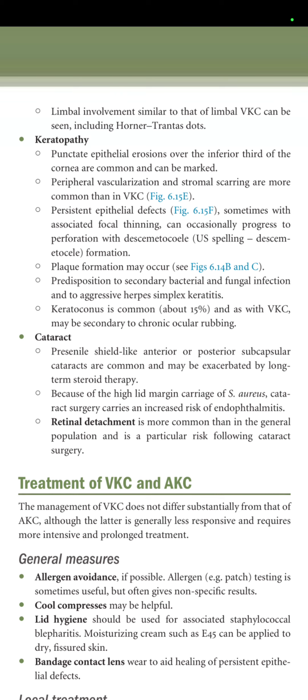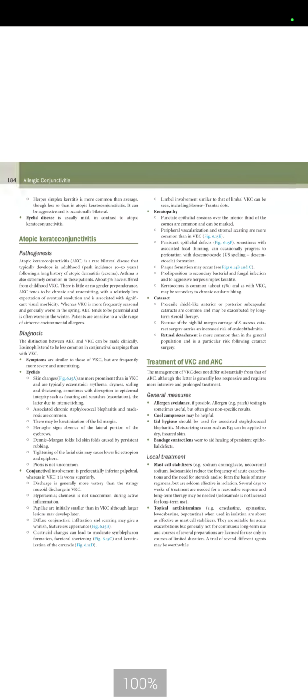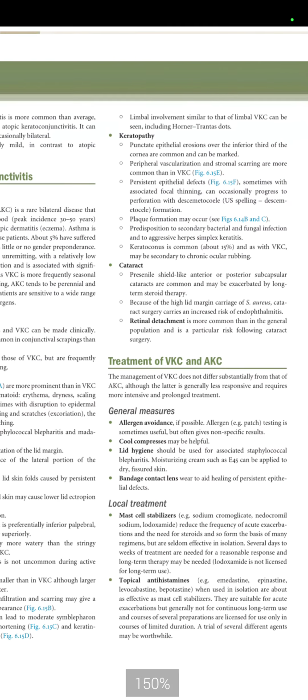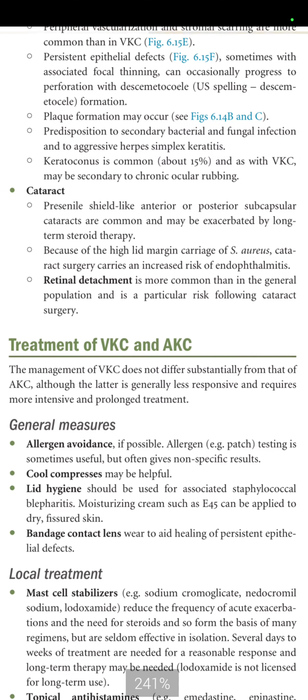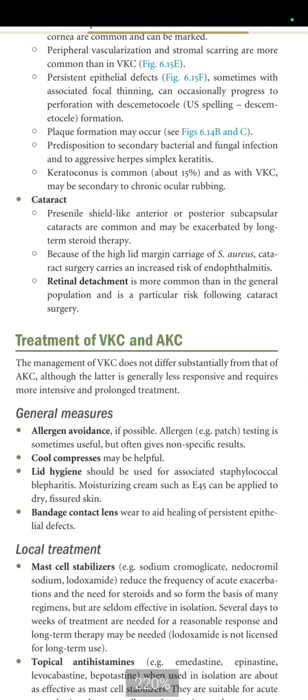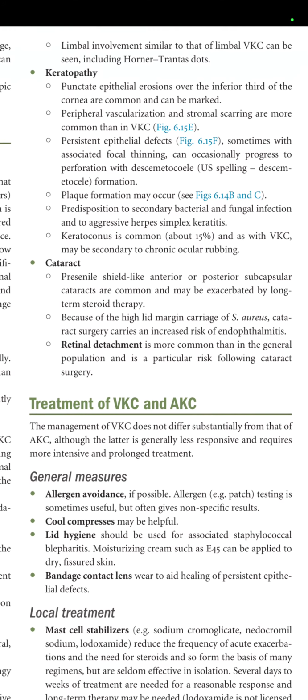Plaque formation can occur. There is predisposition to secondary bacterial and fungal infection, and to aggressive herpes simplex keratitis. Keratoconus is common, about 15%, and as with VKC may be secondary to chronic eye rubbing. Because of the chronic eye rubbing, keratoconus is common in both AKC and VKC. Cataract, presenile shield-like anterior or posterior subcapsular cataract, is common and may be exacerbated by long-term steroid therapy.